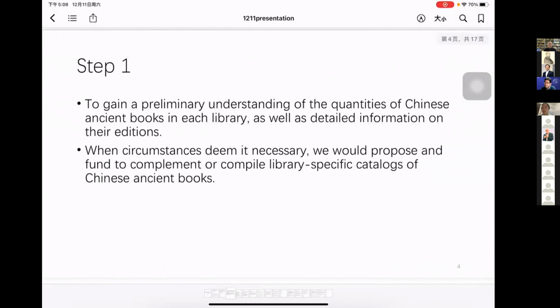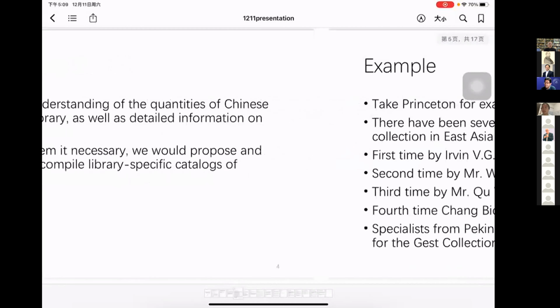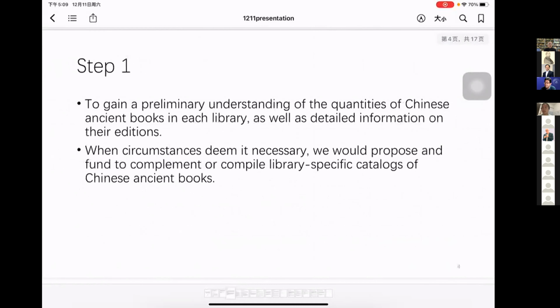And for the next part, I would like to talk about the steps we take within the project. So step 1, we need to have a preliminary understanding of the quantities of Chinese ancient books in each library, as well as the detailed information on the editions. As we all know, there have already been a lot of catalogs on Chinese ancient collections published by different libraries around the world in different historical eras, according to different standards.